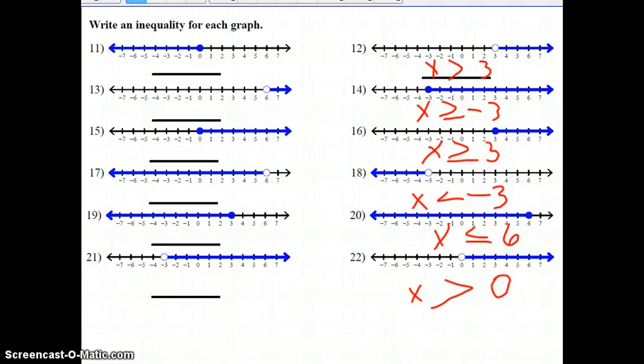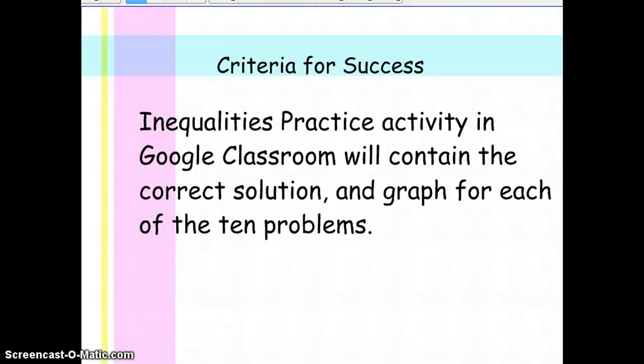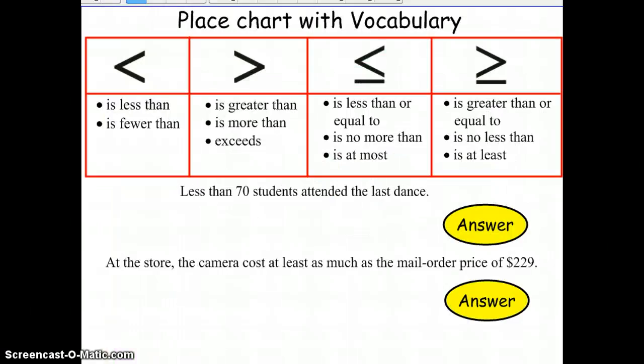There was the tardy bell. Okay, so now we're going to move on. We're going to do a little bit of vocabulary review, and then you're going to have some inequalities practice activity in Google Classroom, and it will contain the correct solution and graph for each of the 10 problems.